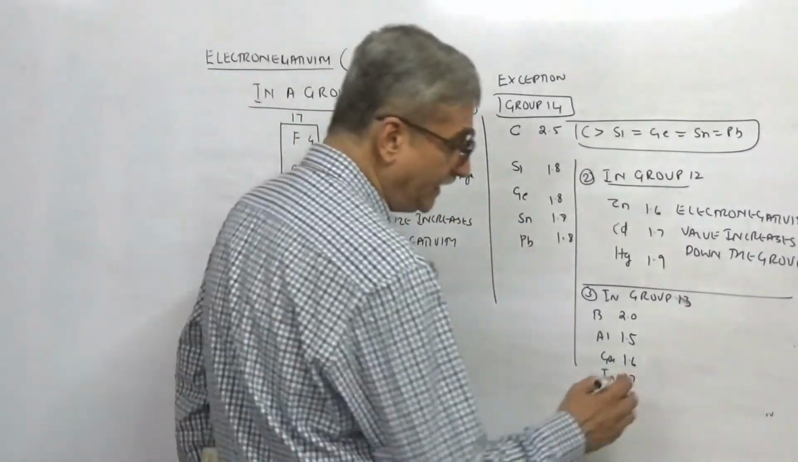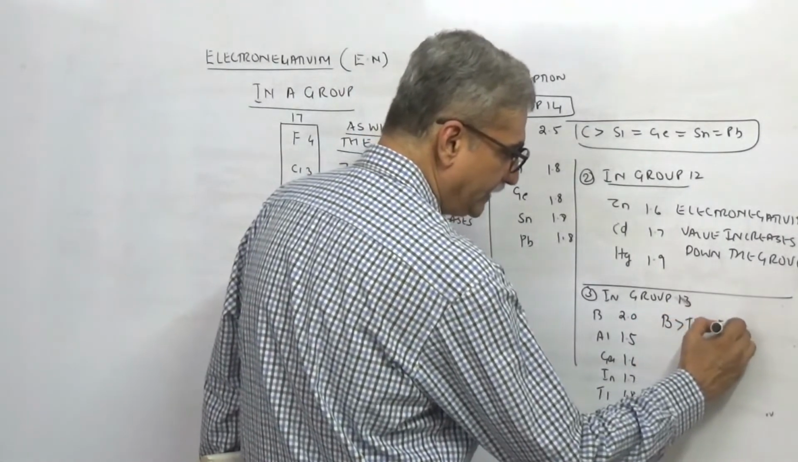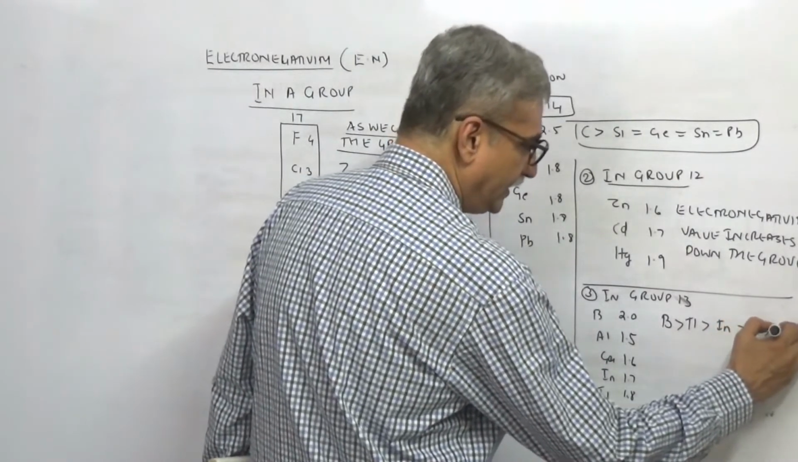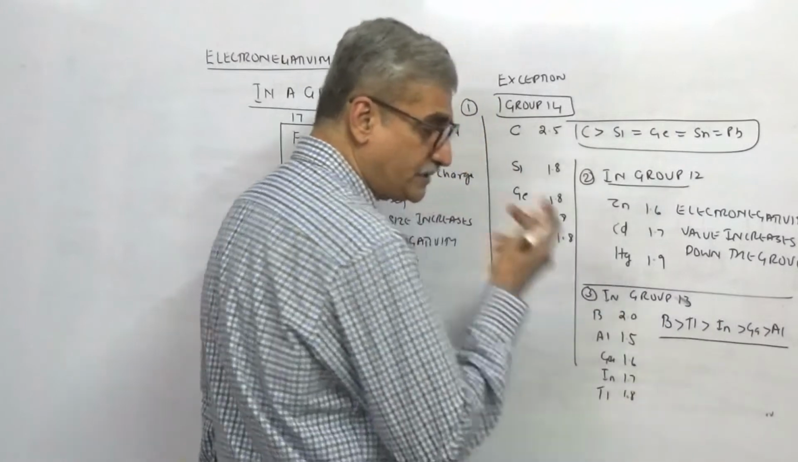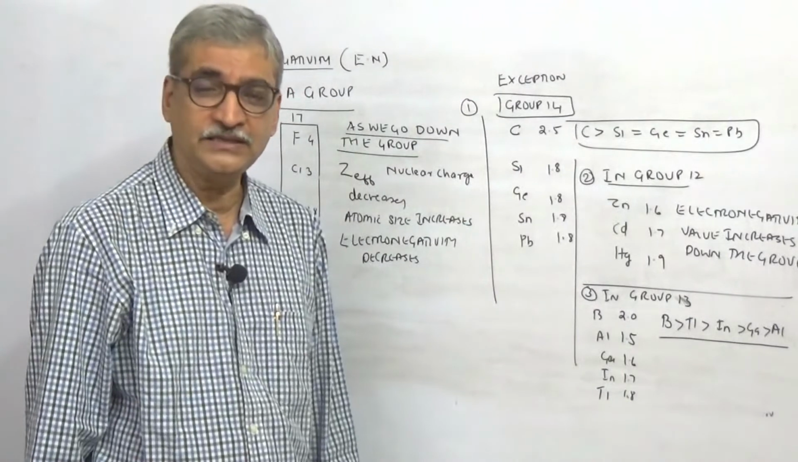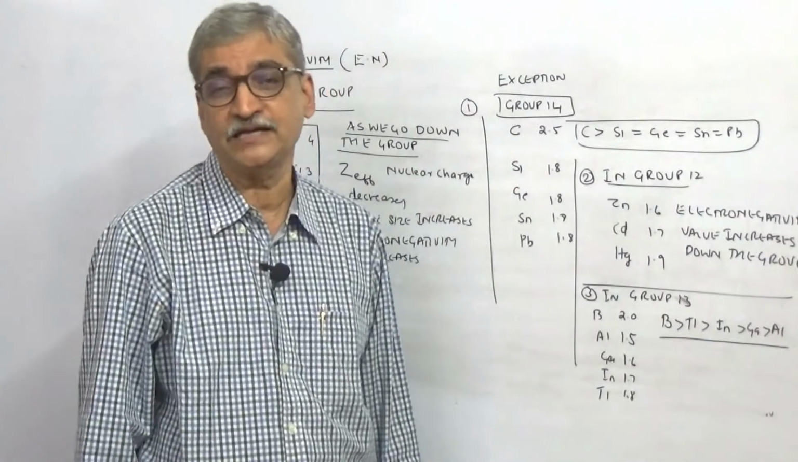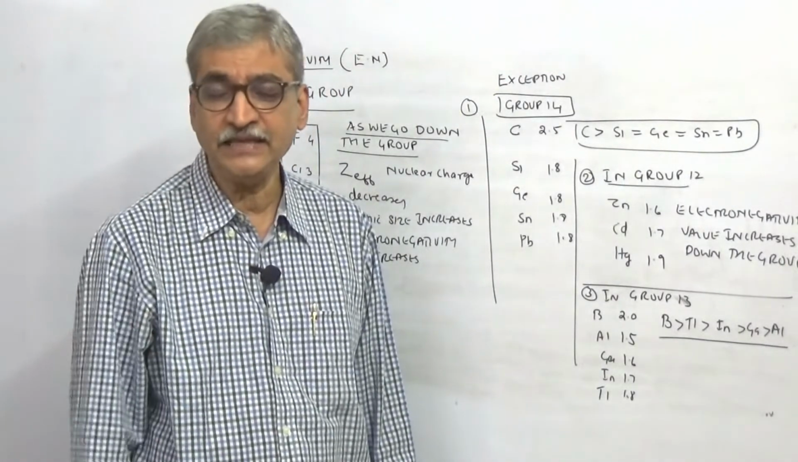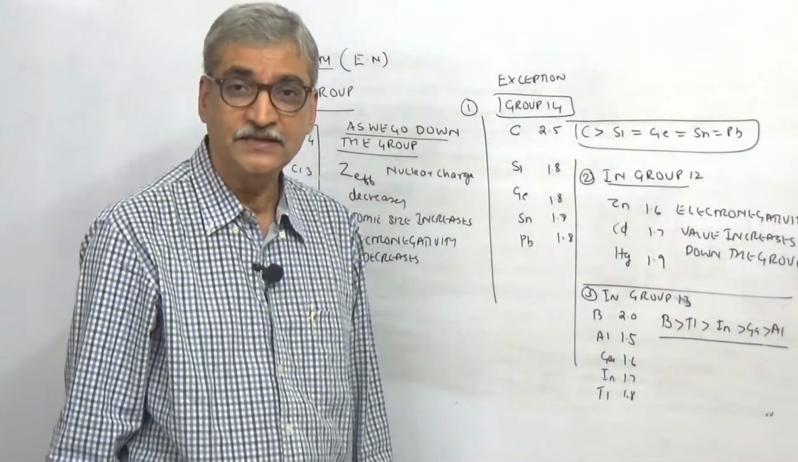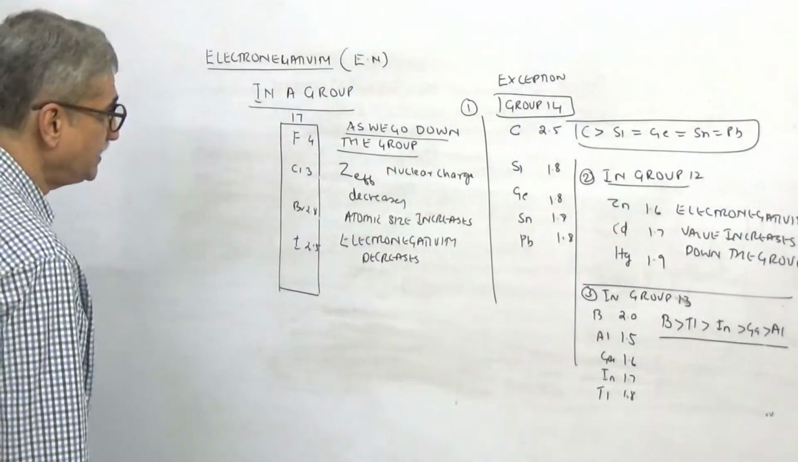So you can imagine how the trend will be. The trend will be boron greater than thallium, greater than indium, greater than gallium and greater than aluminium. Now here is the question. If we only keep in mind that it decreases as we go down the group, we will get it wrong. Why? Because if they ask which element in group 13 has the least electronegativity, you will end up saying thallium. It is aluminium which has the least electronegativity. These are exceptions which become questions in the entrance exam. Okay, so this was in a group.